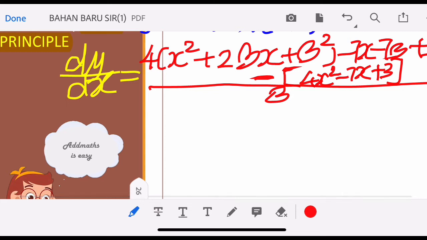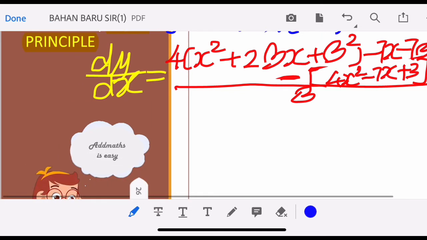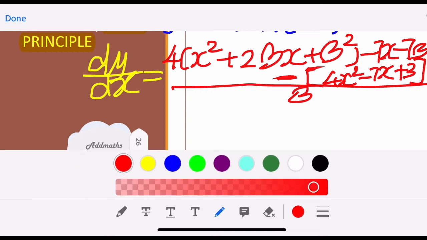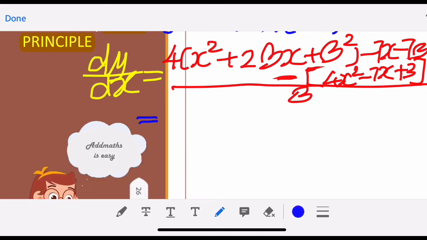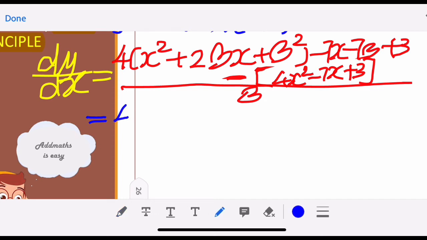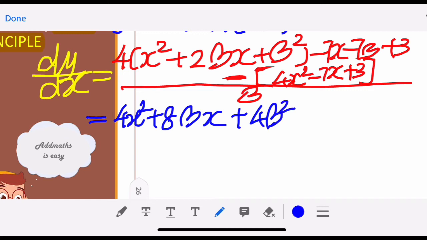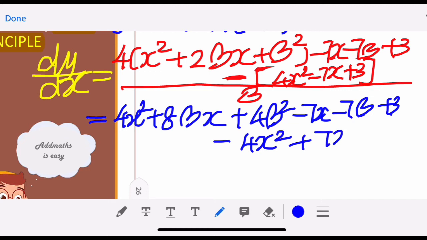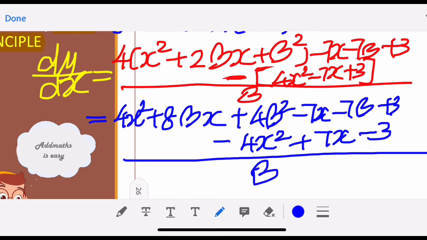Now we need to be very, very careful when we simplify. If you write delta x, you may feel very confused, so maybe you can put a note there: delta is equal to delta x. Now we need to expand, so it becomes 4x squared, plus 8 delta x, plus 4 delta squared, minus 7x minus 7 delta plus 3. You need to be very careful when you expand because there are 3 terms. So you have to minus 4x squared plus 7x minus 3, over the delta.